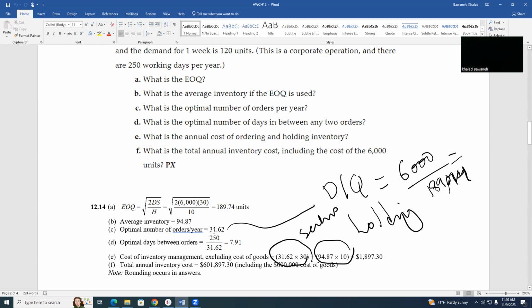Only 6,000 divided by 189. What is the optimal number of orders? 6,000 divided by 189. The annual demand, how much you order per year, 6,000, right? How much you order per order, 189? Yeah, divide them. That's D divided by Q. D is the annual demand.